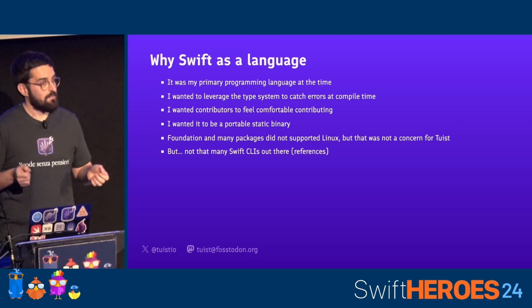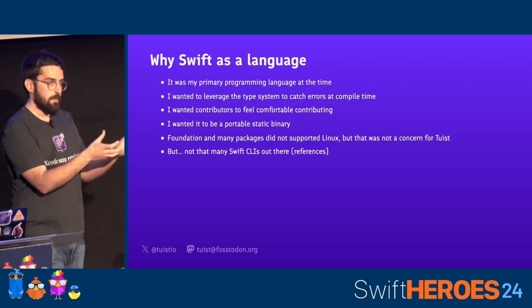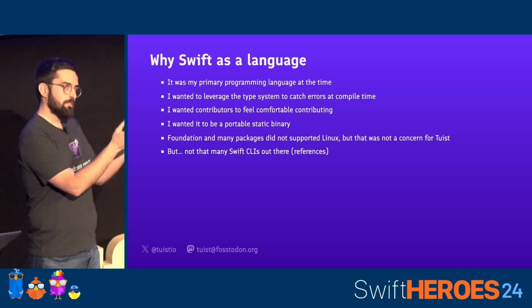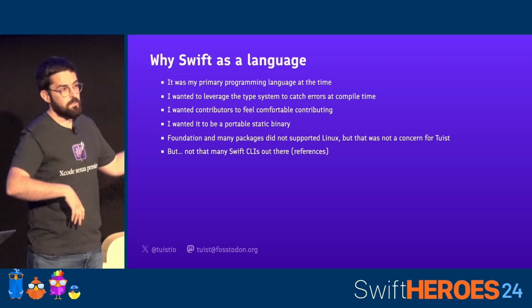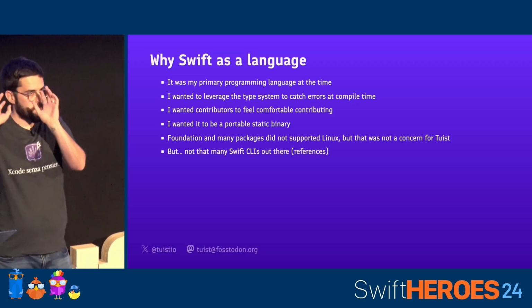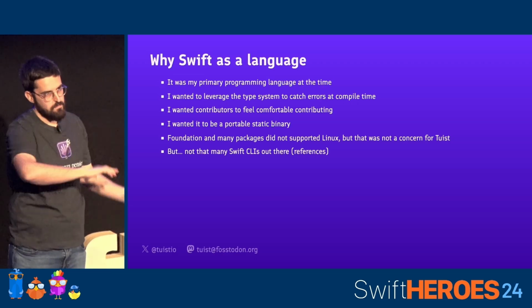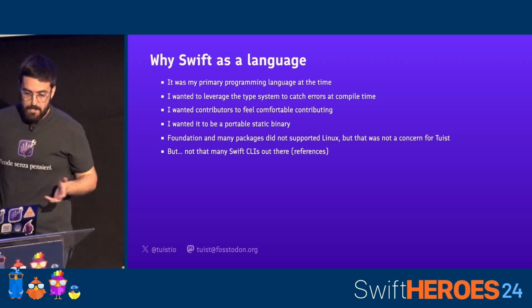The nice thing about Swift is that in the end you can output a static binary that someone installs, and that's all they need to do. There are some other tools that require you to have Ruby in the system, or Python, or Node. With Swift, you just grab the static binary, put it in the system, run it, and it works.